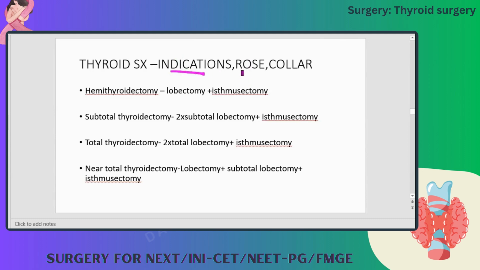Indications, Rose and collar position. What is Rose position? The specific position for thyroid is Rose position. Okay, and we give a collar incision. The position's name is Rose position.